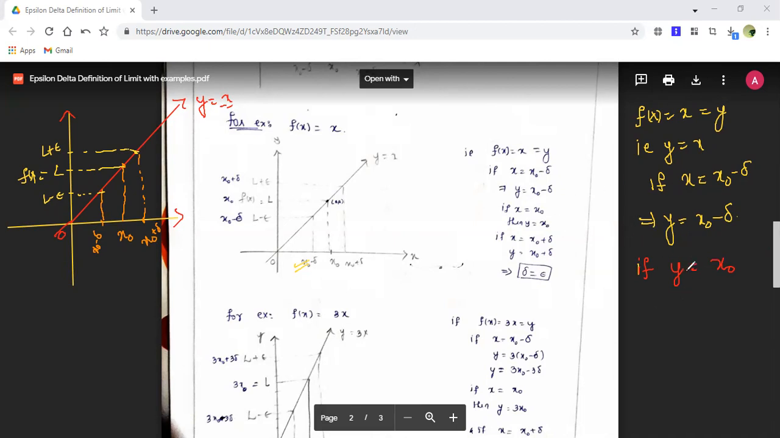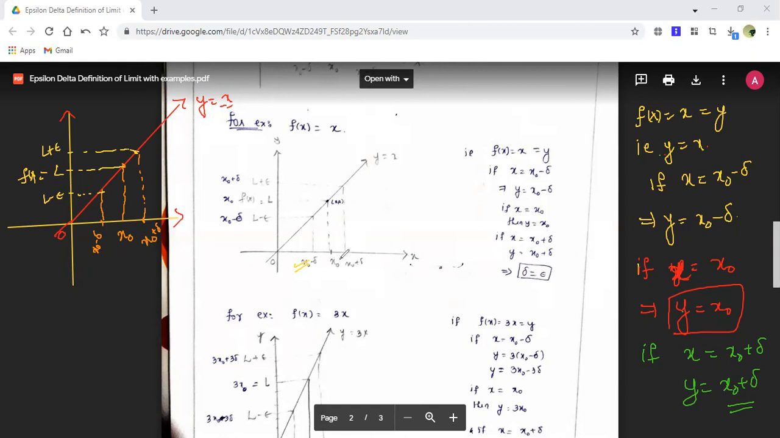Similarly, if I take x is equal to x naught, this implies y is equal to x. Therefore, y also will become what? X naught. Similarly, if I take say x is equal to x naught plus delta, since y is equal to x, what about your y will become? It is also x naught plus delta. Okay, so that means what is happening here? So if I take my x is equal to x naught, then your y is equal to x naught.